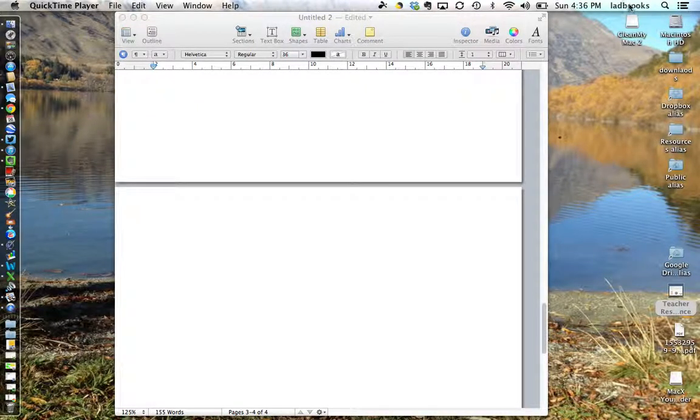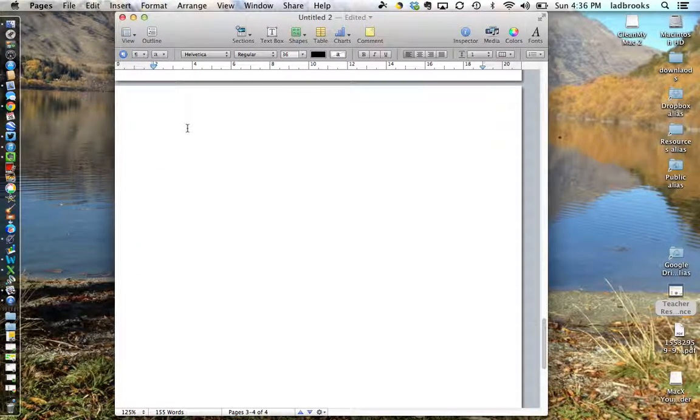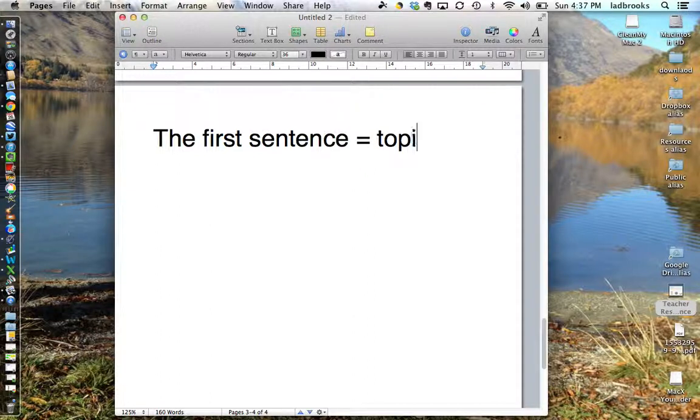This is a screencast on how to create paragraphs from your plan. Now the key things when we write paragraphs are these things. The first sentence is what is called the topic sentence. And the topic sentence is where you explain what the paragraph is going to be about. It's like a general statement that you make in order to let the reader know what the paragraph is going to be about.